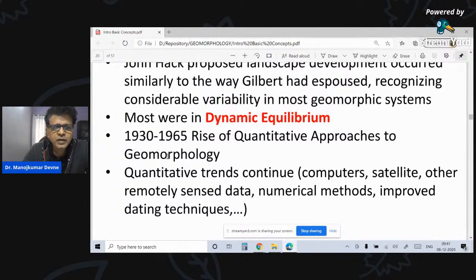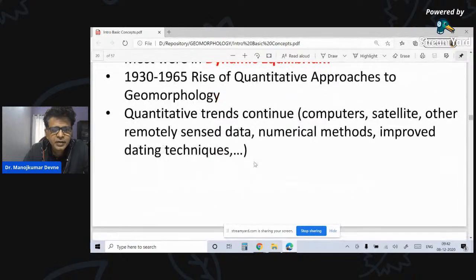Of course, after that, you had these quantitative approaches where we use mathematics, a lot of mathematical equations and statistical theories in establishing or confirming a few rules and laws. And nowadays, computers, satellites, Landsat imageries are being used, aerial photographs are being used. All these are improved data techniques.